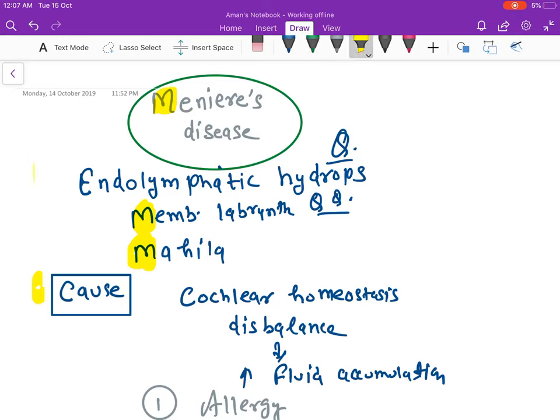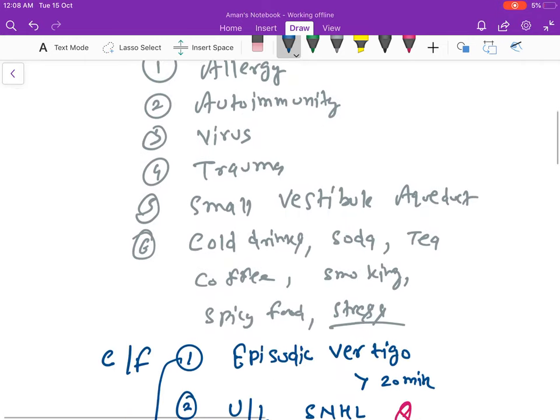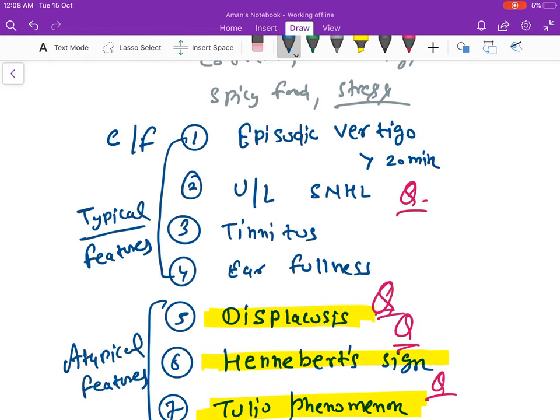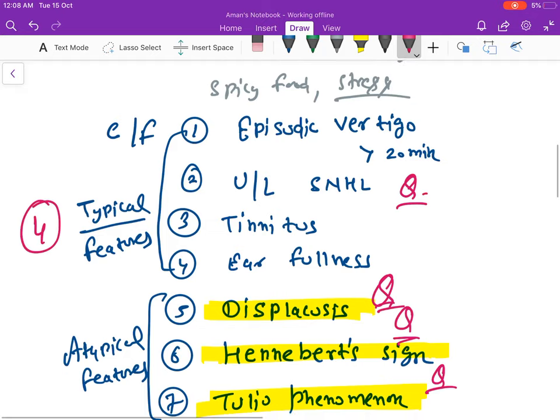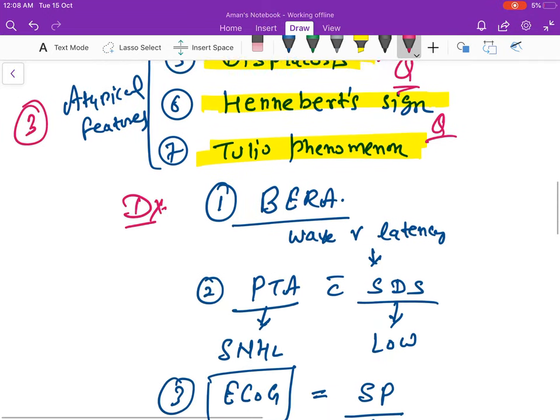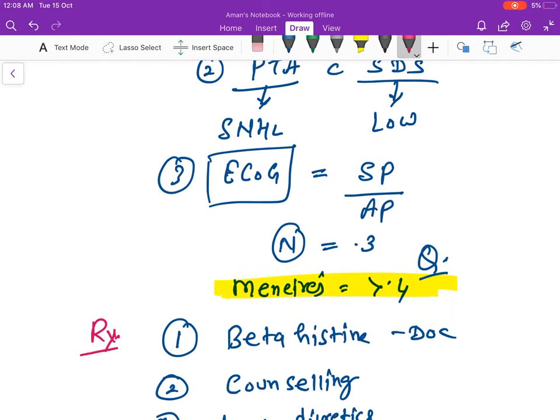To summarize: Meniere's disease, endolymphatic hydrops, is a disease of the membranous labyrinth. In India, it is more common in females. The cause is a disbalance in cochlear homeostasis. Clinical features: four typical features, that is vertigo, SNHL, tinnitus, earfulness, and three atypical features: dysplacusis, Hennebert sign, Tullio phenomena. For diagnosis, we can do BERA, PTA, electrocochleography. The drug of choice for Meniere's disease is betahistine.